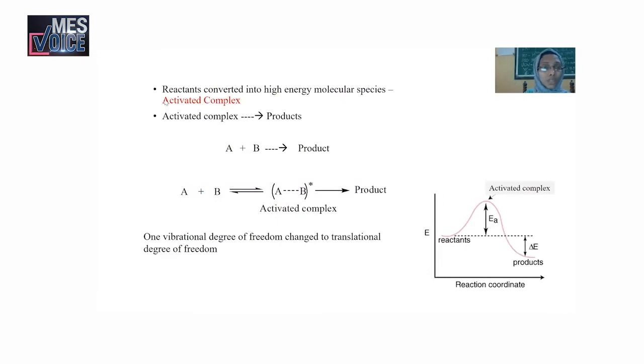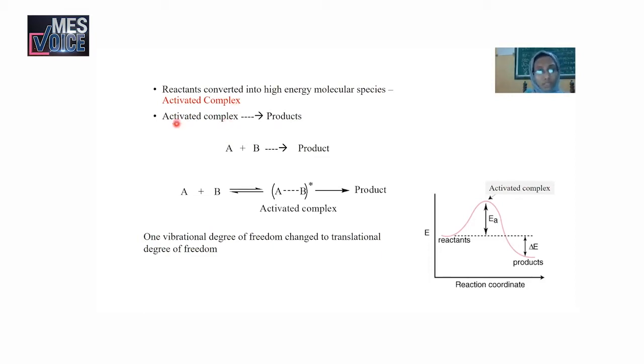According to the activated complex theory, the reactants are first converted into a high energy molecular species known as the activated complex. That is, before going to the product, the reactant molecules combine to form a high energy molecular species. This high energy molecular species is known as the activated complex. As it is high energy, it is unstable, and it is converted into product, or it may come back to the reactant. It depends on the energy difference.